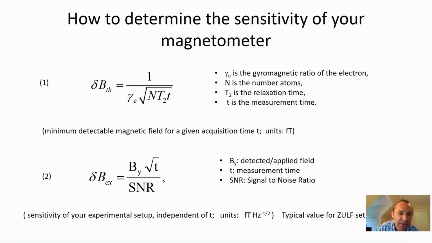A typical value of these ZULF-NMR spectrometers is maybe between 10 to 50 femtotesla per root hertz, whereas the theoretical minimum is, of course, quite a bit lower than that, below 1 femtotesla per root hertz. But unfortunately, in these experimental setups, there are always other noise sources that are hard to fight.